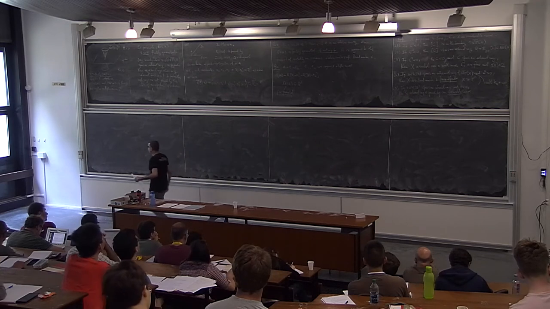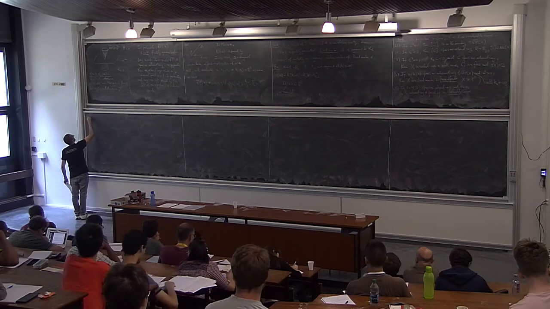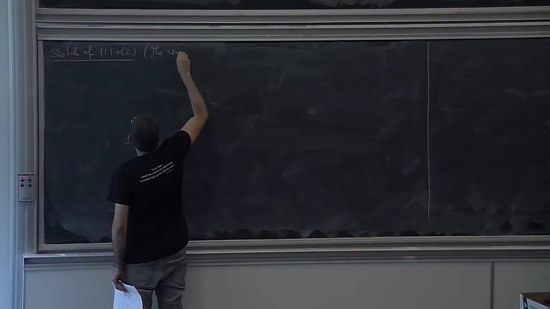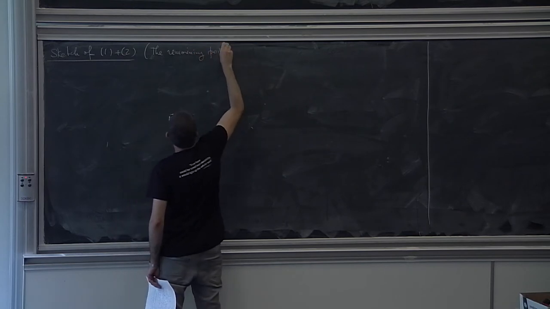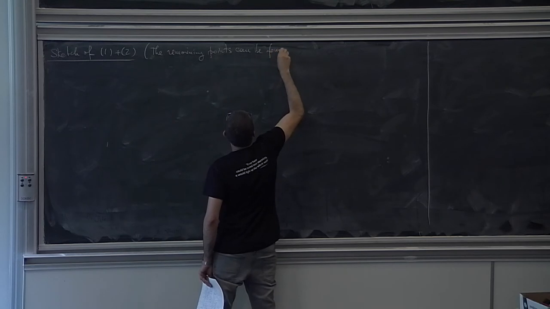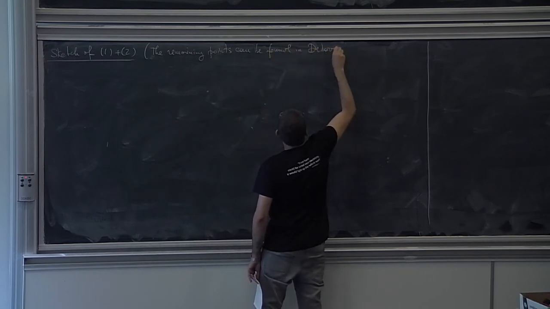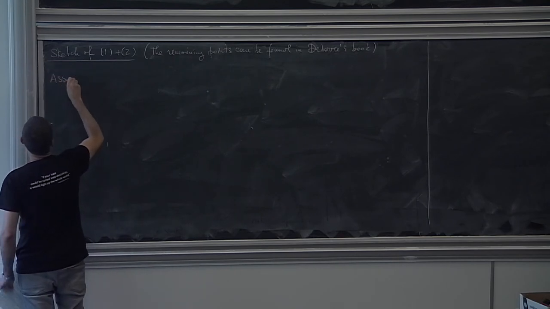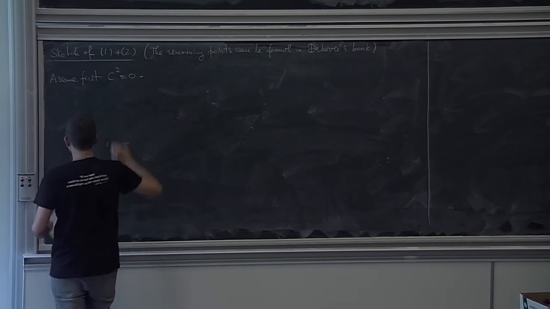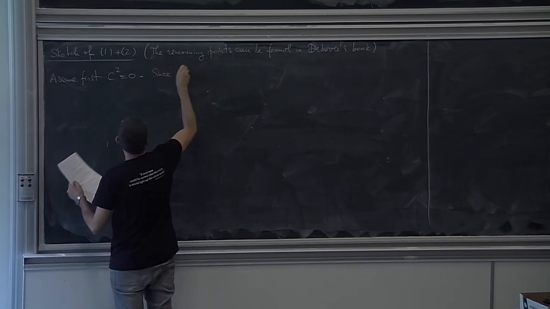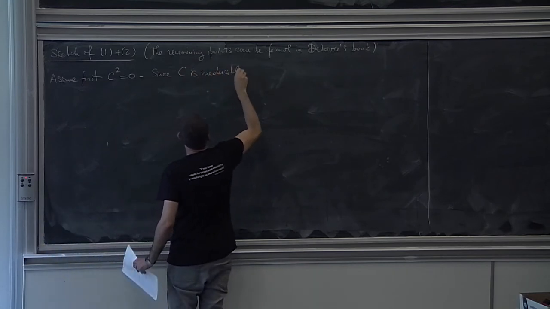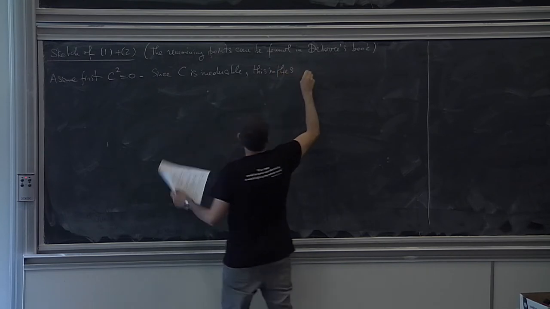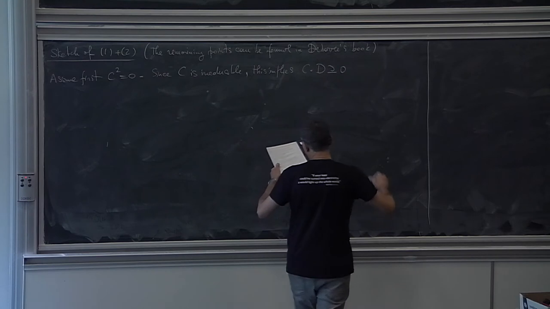Okay, once I said so, a sketch of 1 plus 2, the remaining points can be found in the Barth book. Okay, assume first C squared equals 0. Since C is irreducible, this implies C times D is non-negative for all effective divisors.